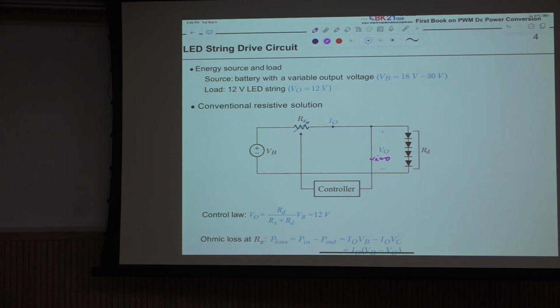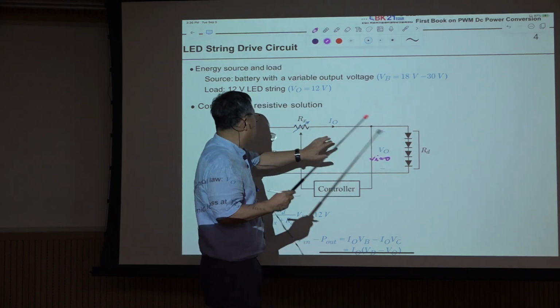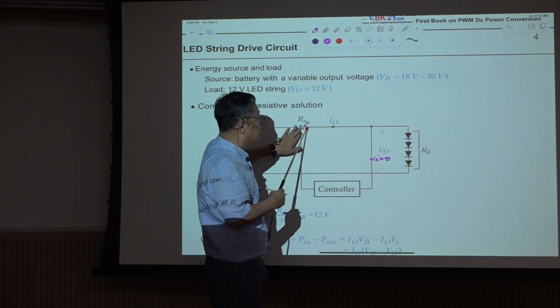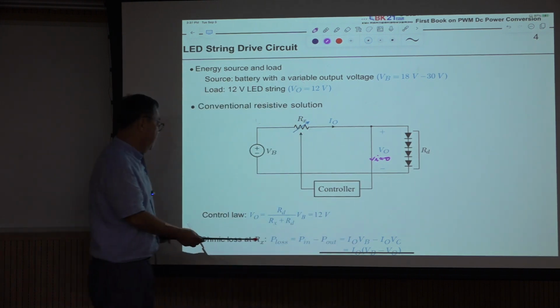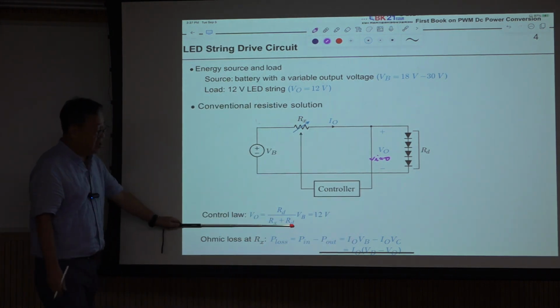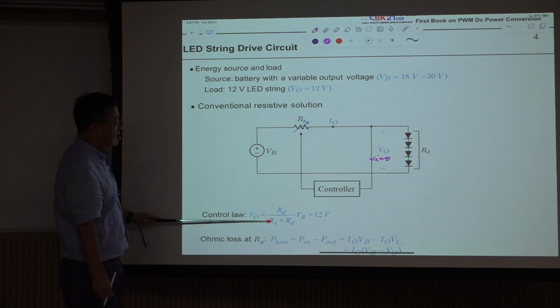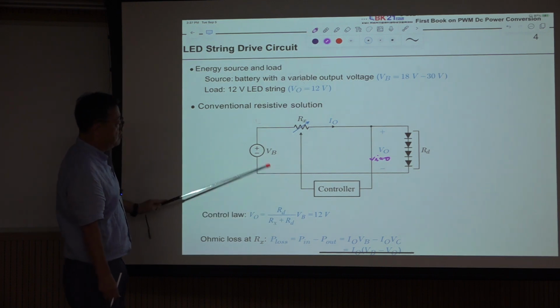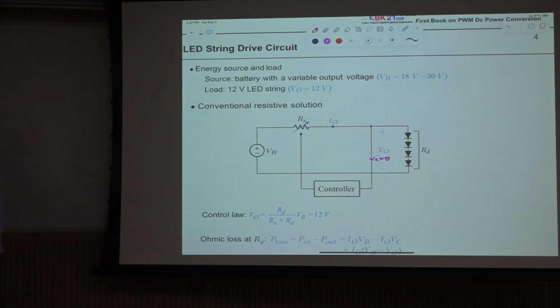Then this is the resistance of the LED string, RD, and this is the variable resistance, RX. The controller is this. This is the simple voltage division law. Our voltage across this diode string is given by the voltage division of the battery voltage. This voltage should be 12 volt.